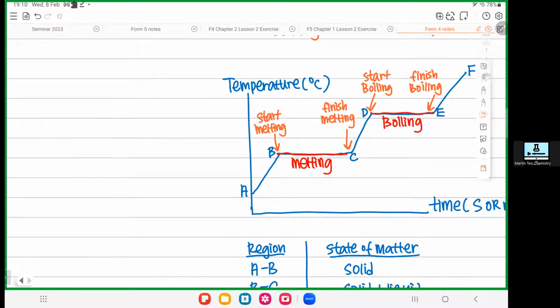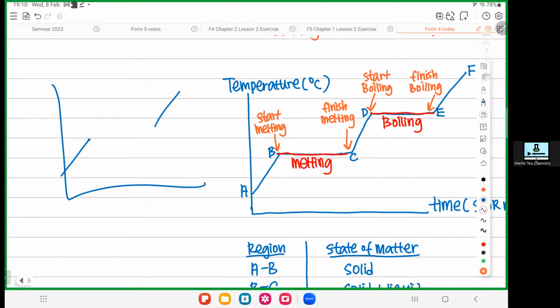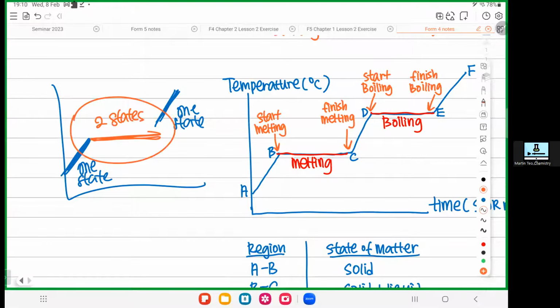When you're on all these slanted lines, all these lines like this, you always have only one state, like solid only, liquid only, like that. But when you are on the horizontal line, you always have two states mixed together. Because why? The change of state is ongoing. Melting is ongoing. Ongoing means what? Not finished yet. Boiling is ongoing.